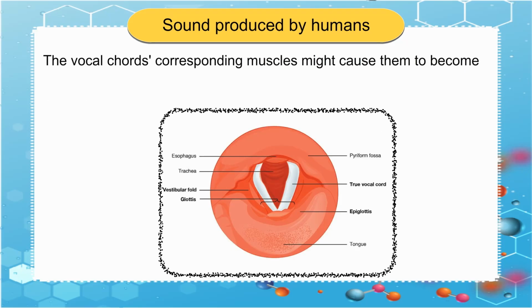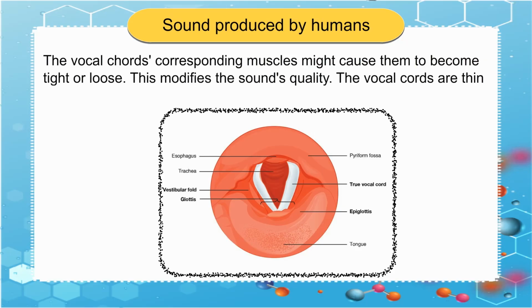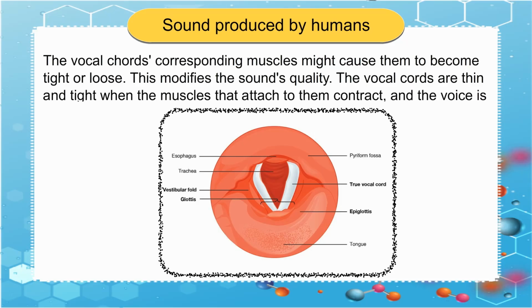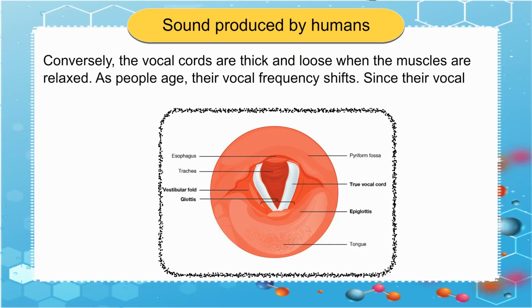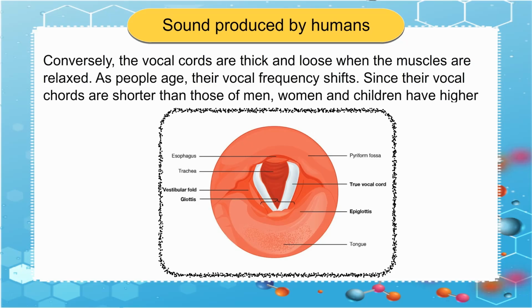The vocal cords' corresponding muscles might cause them to become tight or loose. This modifies the sound's quality. The vocal cords are thin and tight when the muscles that attach to them contract, and the voice is high frequency. Conversely, the vocal cords are thick and loose when the muscles are relaxed. As people age, their vocal frequency shifts. Since their vocal cords are shorter than those of men, women and children have higher voice frequencies.